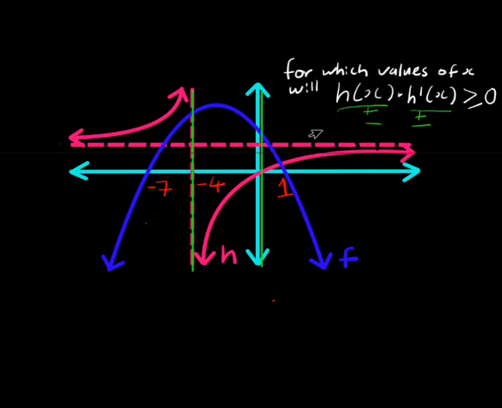How many groups does this split the Cartesian plane into? It splits it into 3 groups. Notice we have group 1, group 2, and group 3. So let's talk about the approach, right? So now looking at group 1, h of x, we have to check the y value of h, right? So is the y value of the pink graph above the turquoise line or below the turquoise line? Well, since it's above the turquoise line, it is positive.